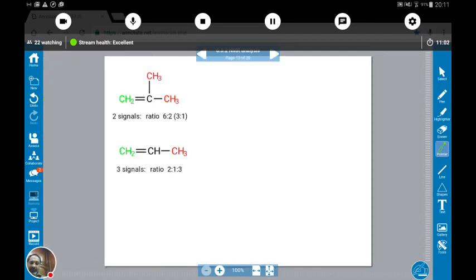So let's move that forward and look at another one now. In this particular case, we've got 3 different environments. This one is different to that one, which is different to that one. How many hydrogens do we have?